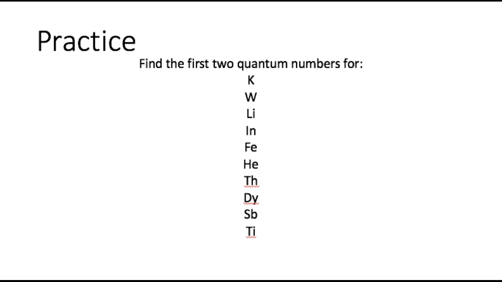What I'd like you to do is copy down these element symbols and find the first 2 quantum numbers for each of these symbols. Use the periodic table and your notes to help you. So pause the video now and copy down these symbols and determine the first 2 quantum numbers for each of these symbols.